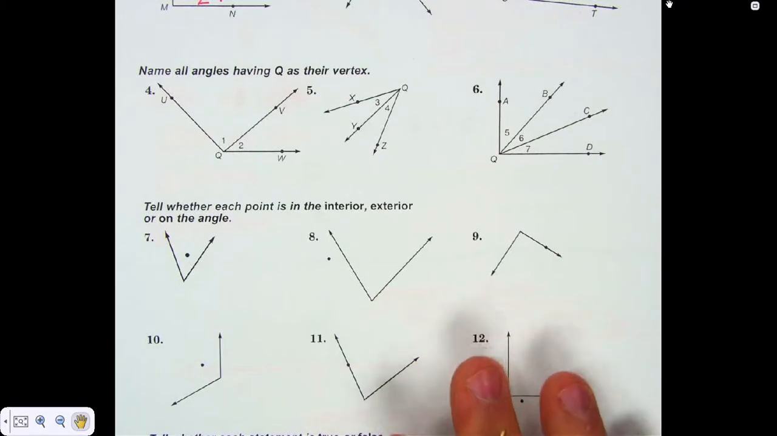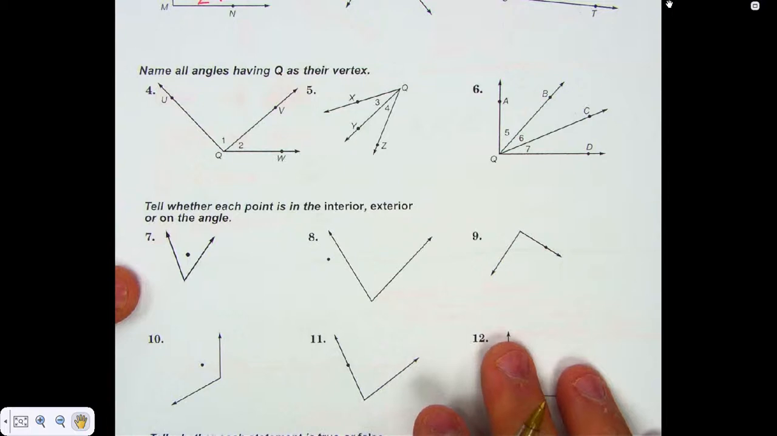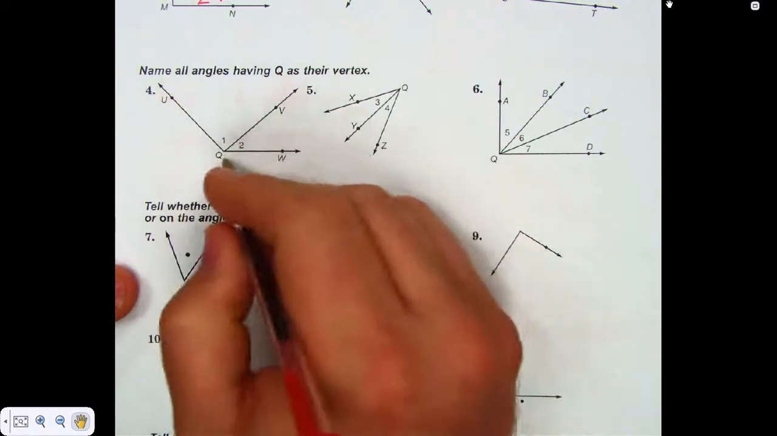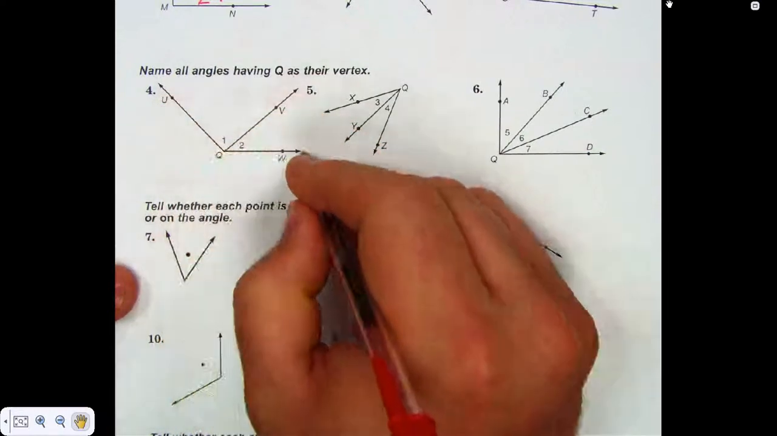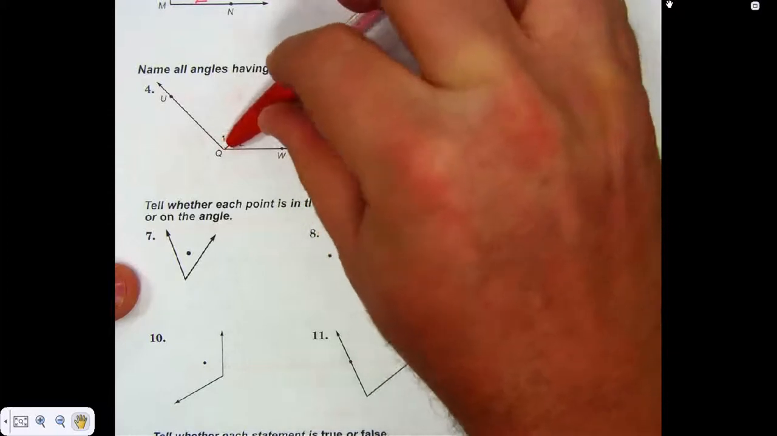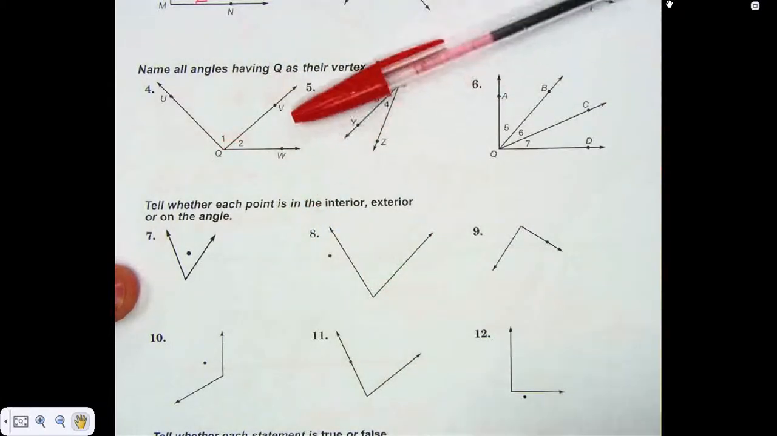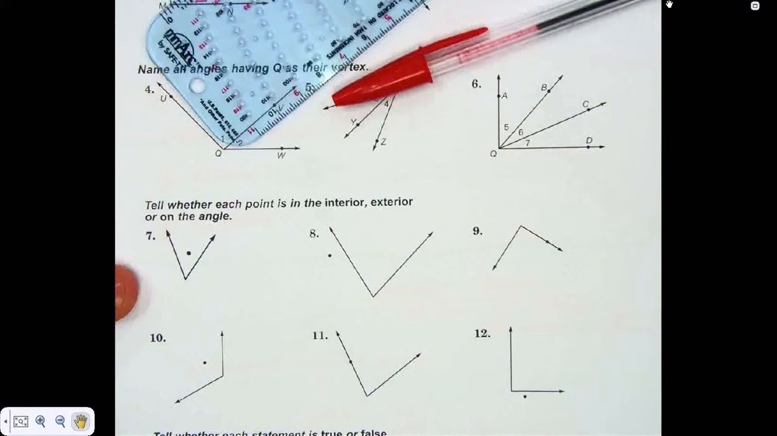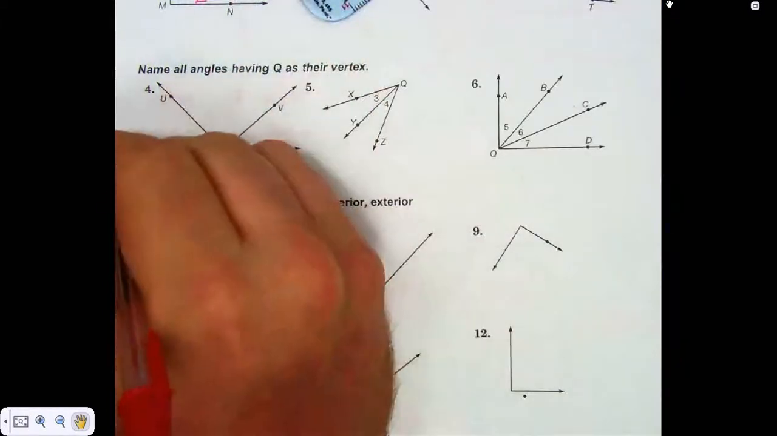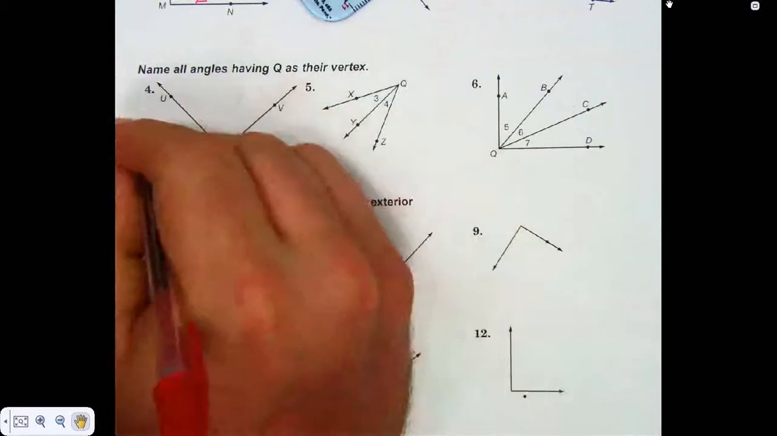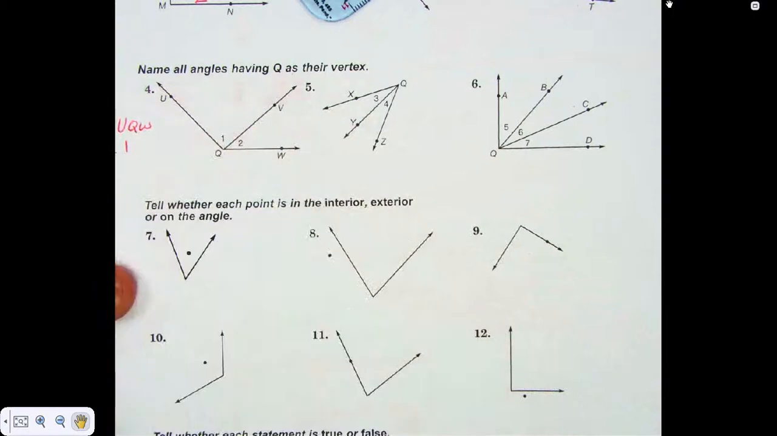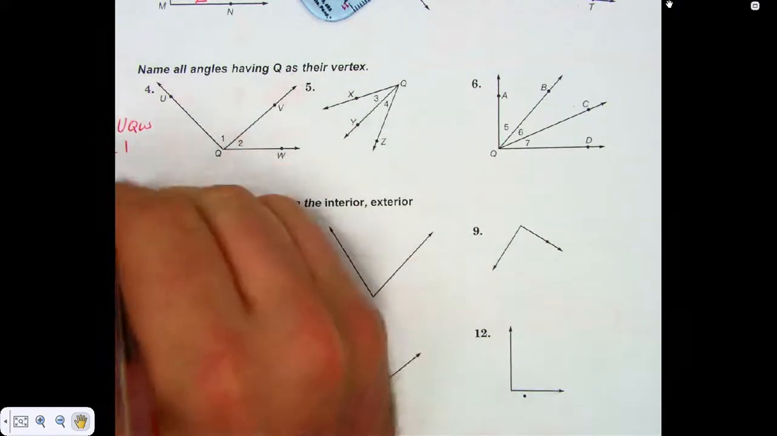Name all the angles that have Q as their vertex. UQW. Very good. We kind of started with the hardest one probably to see. That's the whole big angle. One of the things, guys, look right here, that you'll see is some people have problems seeing that angle, the angle that doesn't include that, right? The big angle without the one in the middle. That one does exist. So angle UQW. UQV. You can do UQV, or you could say angle what? 1. And here you could say angle what? 2.